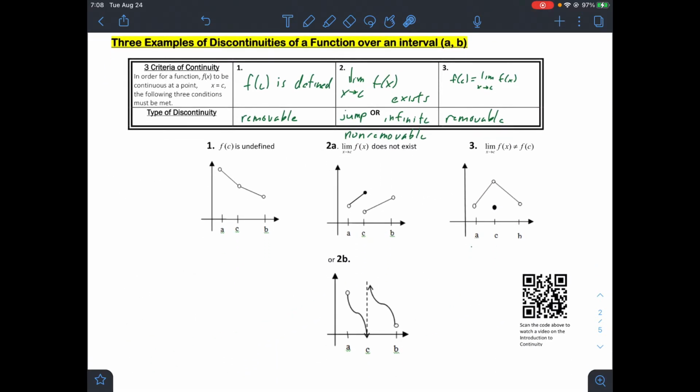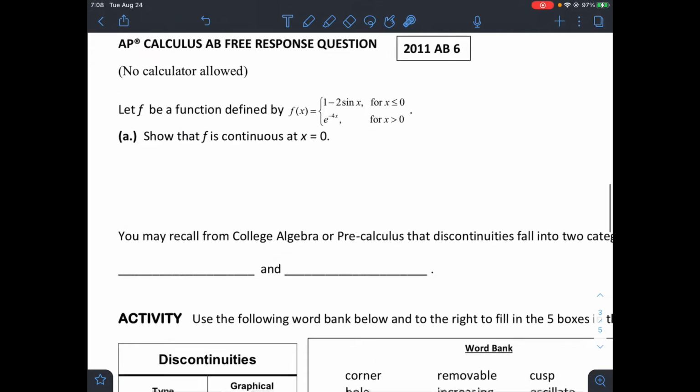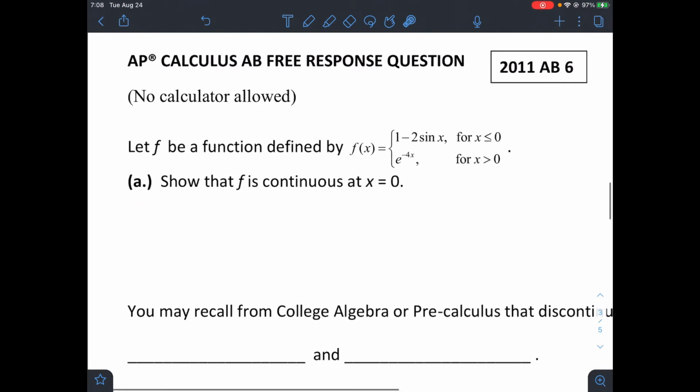So discontinuities fall into two different categories, removable or non-removable. And if it's non-removable, we actually have two different words to describe that, a jump or an infinite discontinuity. Let's take a look at a couple problems here. Here's an old AP problem. Let f be a function defined by this piecewise function here. Show the function is continuous at x equals 0.